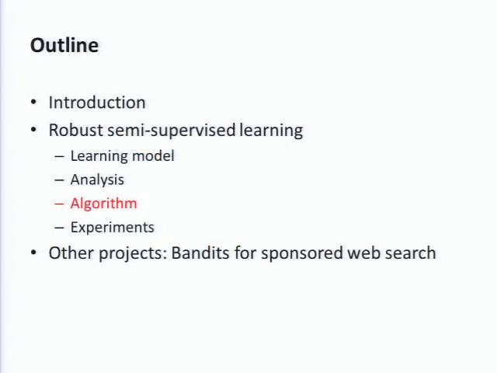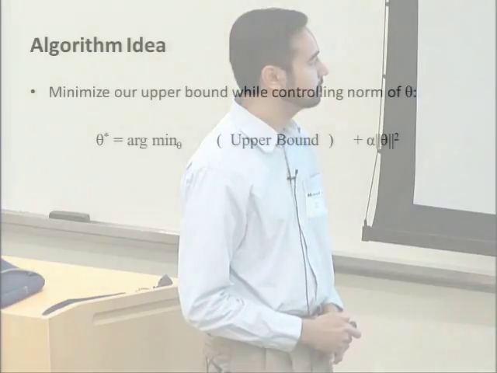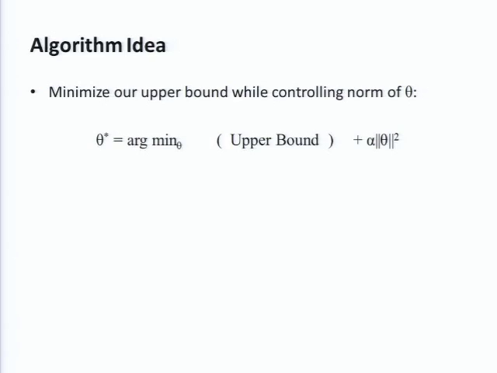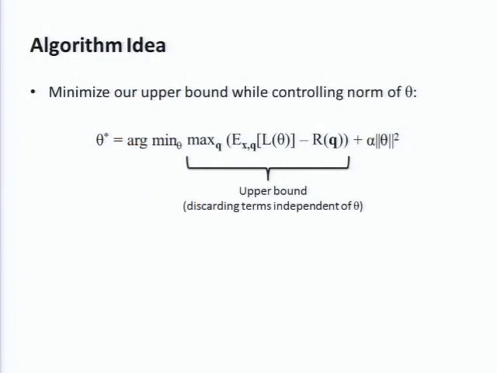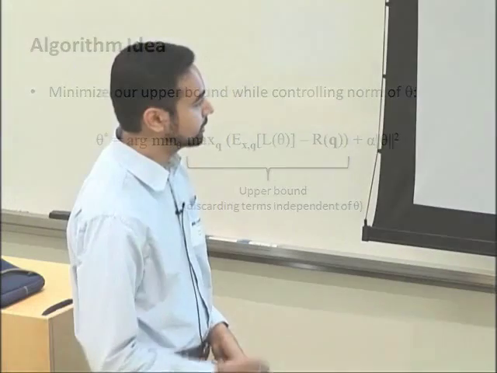Okay, so now that we have our matching upper and lower bounds, we're ready to derive an algorithm. And the algorithm is really simple. Now that we've shown that the upper bound is tight, at least under some reasonable assumptions, the algorithm is just going to be find the theta that minimizes the upper bound. And hopefully we've argued that that's the right thing to do. And we're going to minimize the upper bound while controlling the norm of theta to help with generalization error. And so here I've just plugged in the upper bound from the previous slides, discarding terms that are independent of theta.